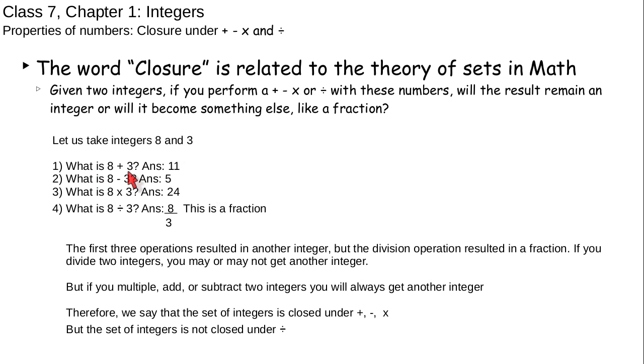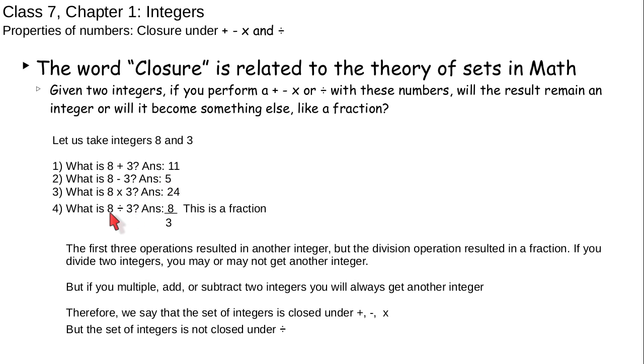What is 8 plus 3? The answer is 11. What is 8 minus 3? The answer is 5. What is 8 multiplied by 3? The answer is 24. So if you perform the addition, subtraction or multiplication operator on 8 and 3, the answer is a number which is also belonging to the same group as 8 and 3. That means the result is also an integer if the input is an integer. So if you are taking two integers and adding them, the result will also be an integer. If you take two integers and subtract one from the other, the answer will also be an integer, and so on till multiplication. If you multiply two integers, the answer will also be an integer.